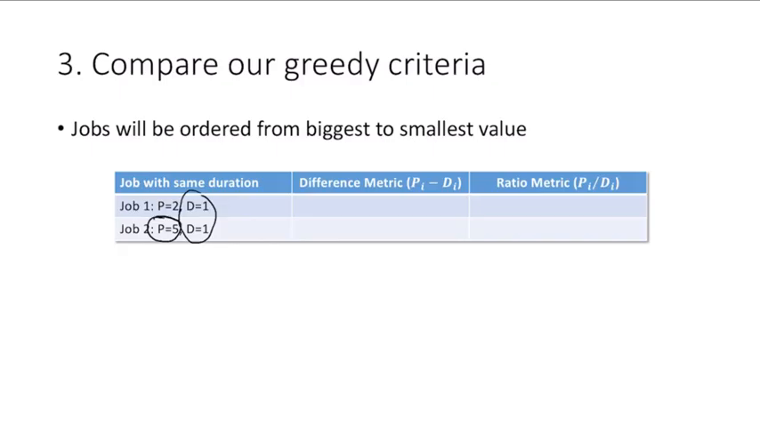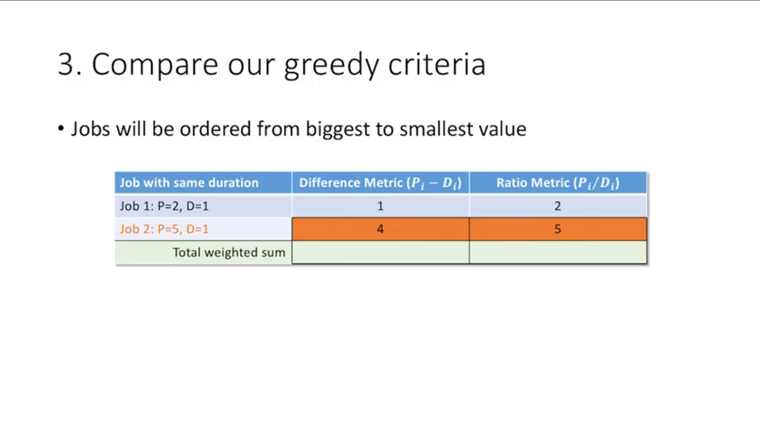So let's take a look at these two metrics. We have Pi minus Di, and let's see what it has as schedule first. Well, if we take Pi minus Di, that's 2 minus 1, which is equal to 1. And for the second job, we take 5 minus 1, which is equal to 4. And if we're taking the higher metric job first, that would tell us to take the second job first, which we know is correct.